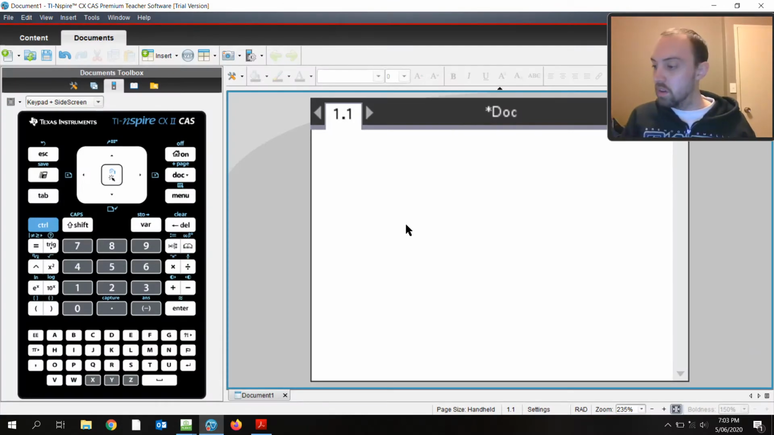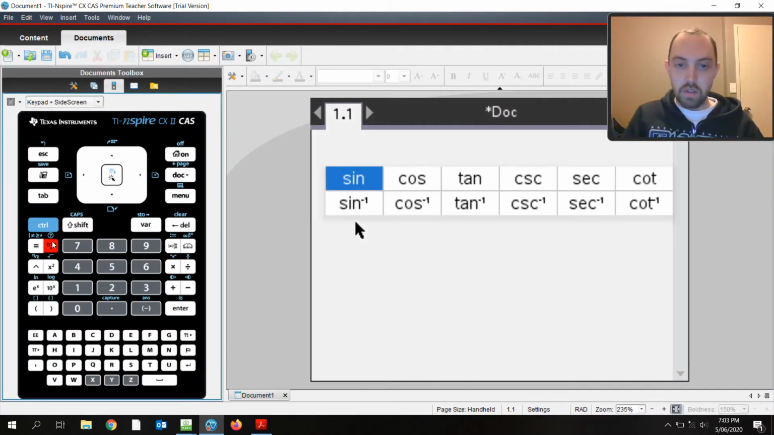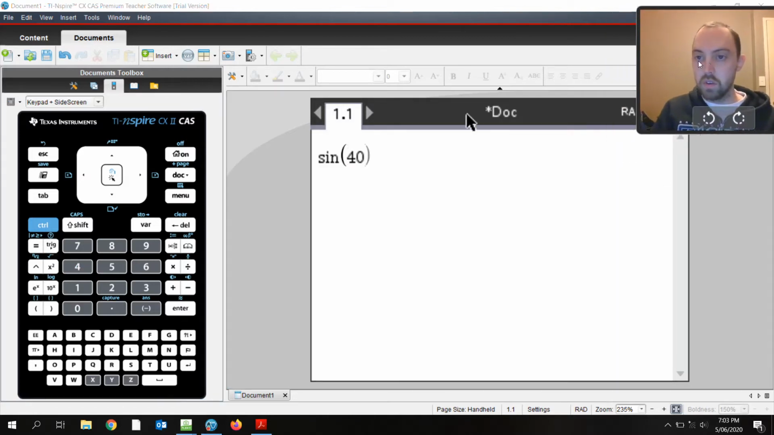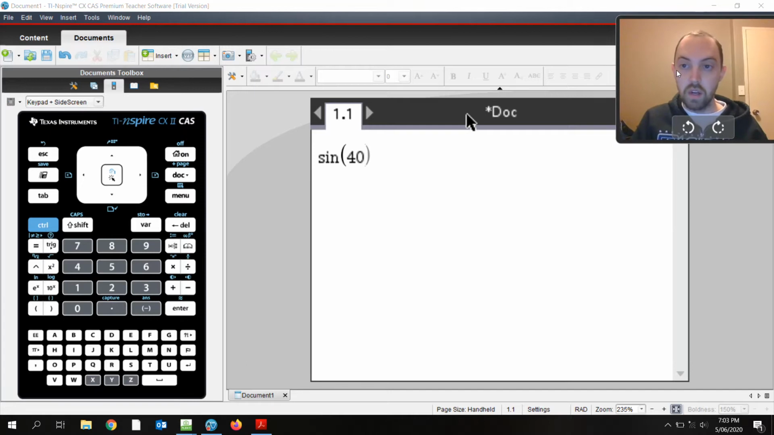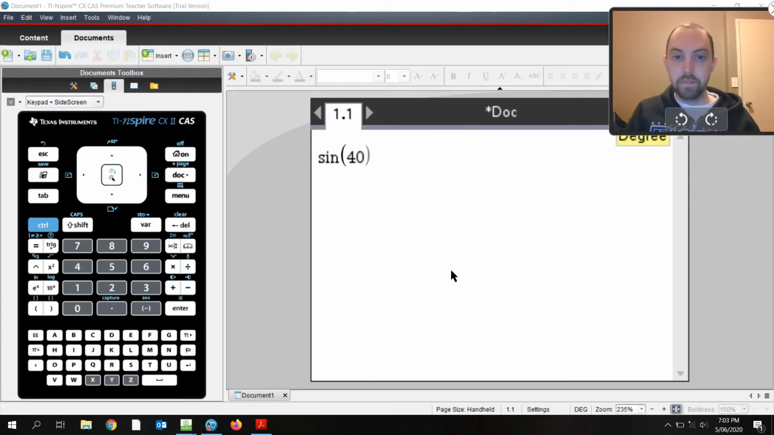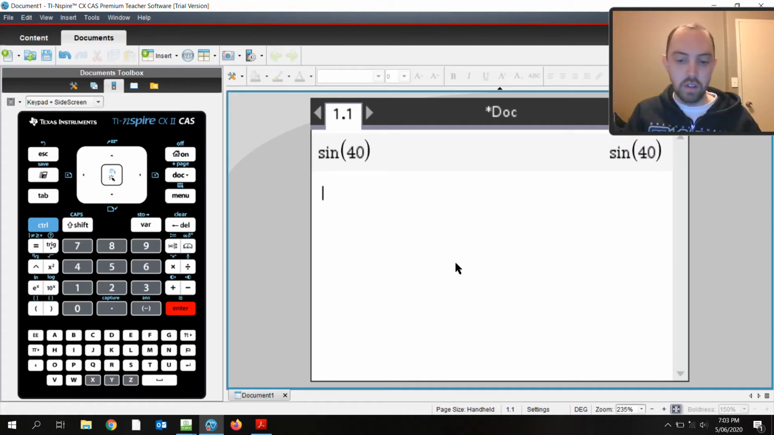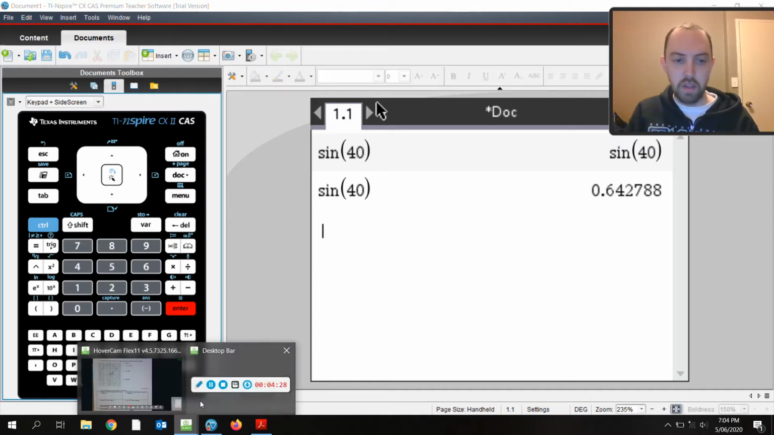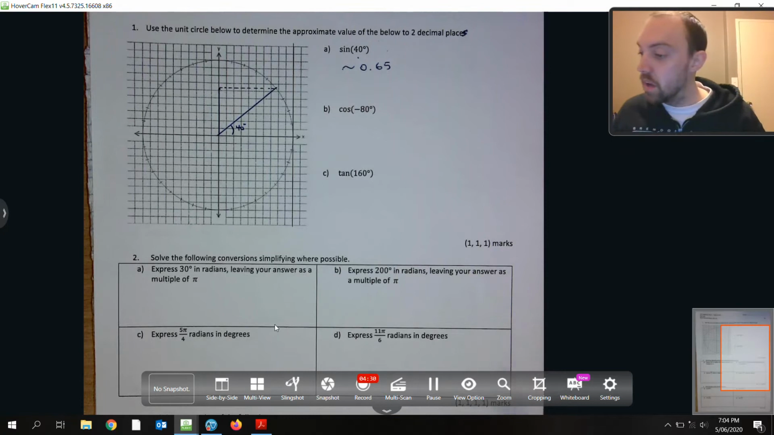This is a calc free section, but it would be nice to demonstrate that sine of 40 degrees. Just make sure that it's in degrees, not radians. I need to change that. Better. Sine of 40 degrees, the approximate value, 0.64. Okay, so we did pretty good based on a scale diagram.